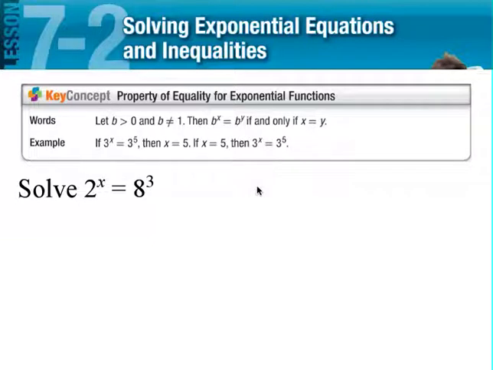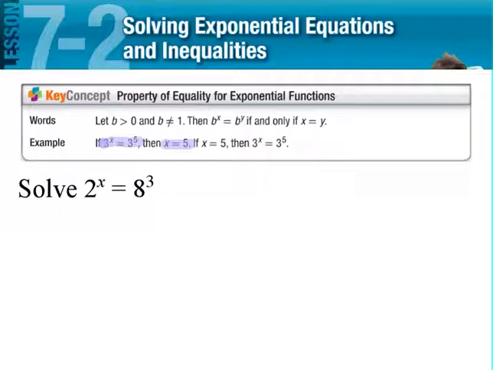What we're going to talk about is how to solve exponential equations. The way we solve it is, if 3 to the x equals 3 to the 5th, then x has to equal 5. Basically, we're going to get the same bases on the left and right side, like the 3's, and then set those exponents equal to each other. So we've got to get the same bases. Once we get the same bases, we'll be able to set the exponents equal.